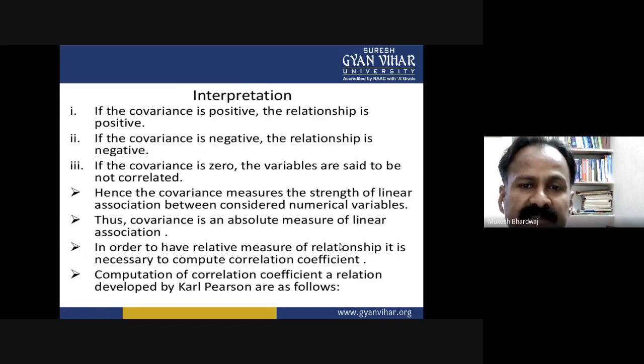Interpretation: if the covariance is positive, the relationship is positive. If the covariance is negative, the relationship is negative. If the covariance is zero, the variables are said to be not correlated. Hence, the covariance measures the strength of a linear association between the considered numerical variables. Thus, covariance is the absolute measure of this linear association.